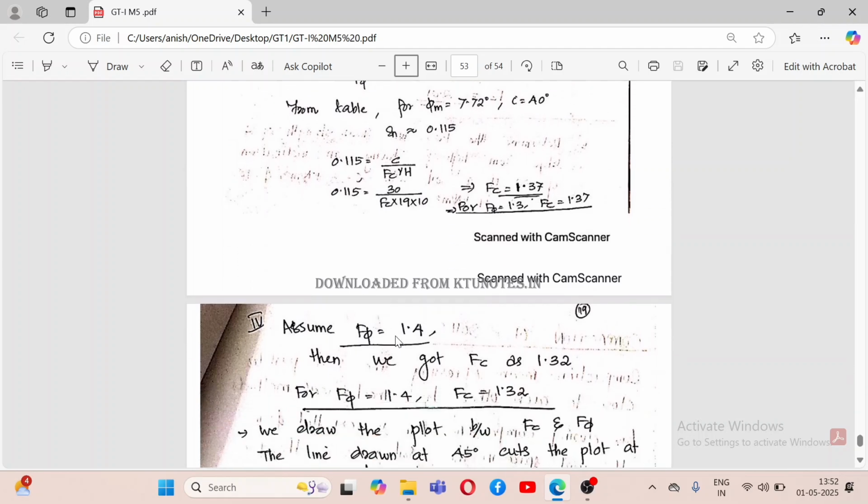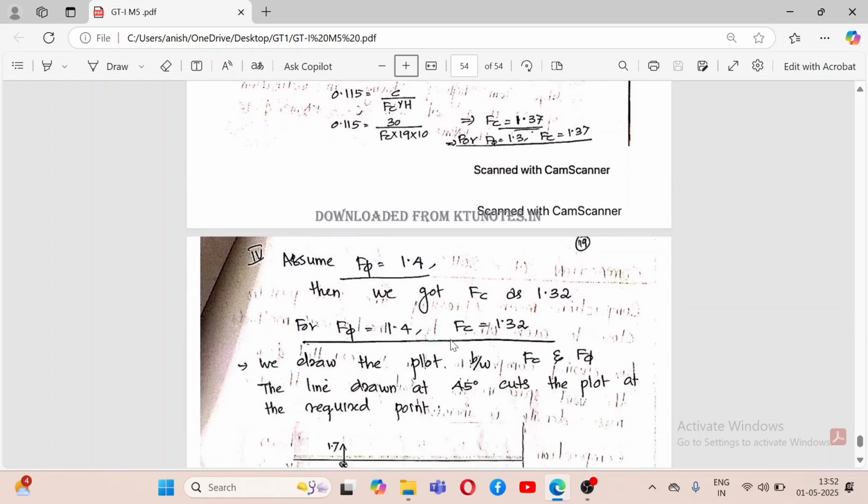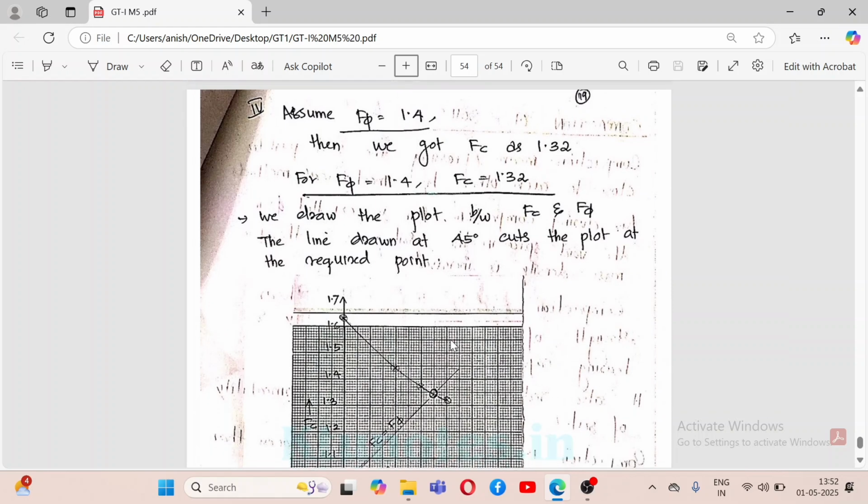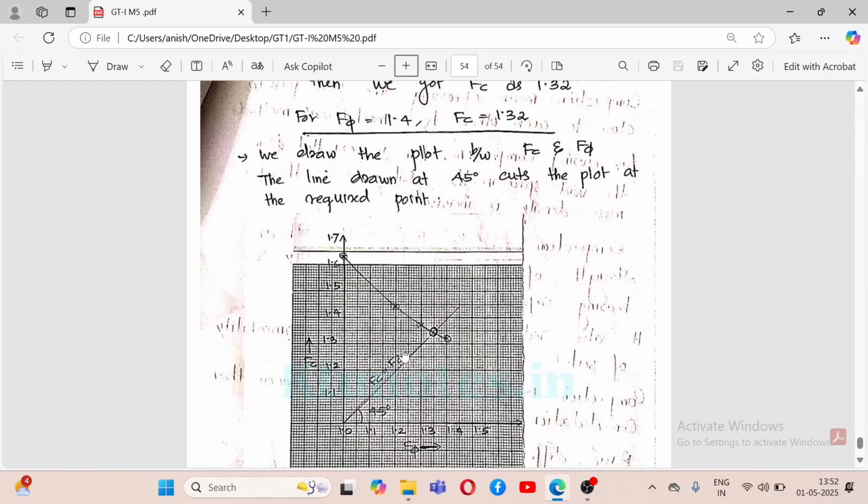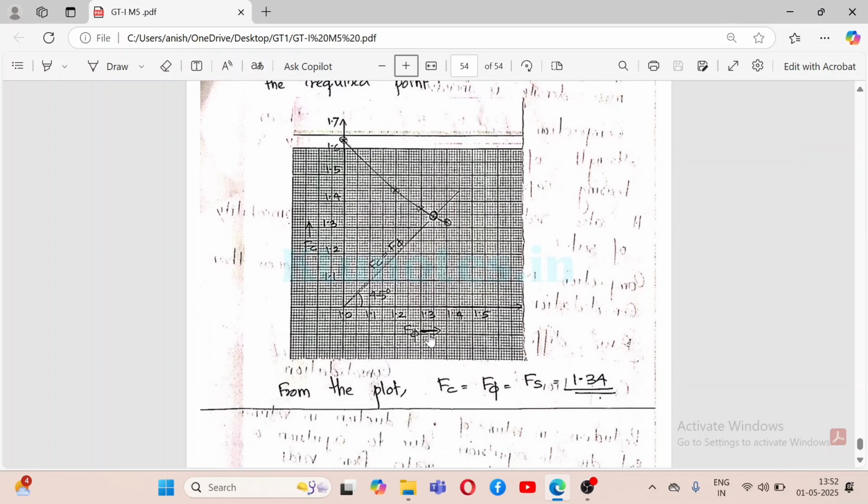You have done it for Fphi 1.3 and then Fphi 1.4, and you get the corresponding Fc for these. So you draw a chart. You plot a graph with Fphi on one axis and Fc on the other axis. You get a curve like this, with four points noted down here. For Fc equal to Fphi, you draw a line at 45 degrees. You keep the protractor here and make a 45-degree cut here. At the point where it intercepts, that is your Fs.